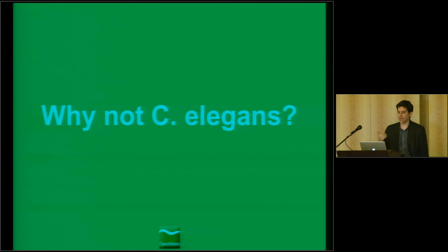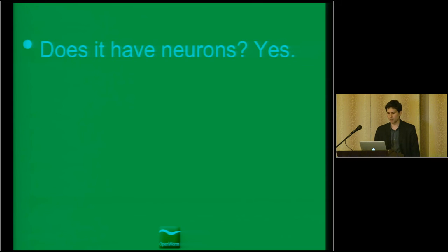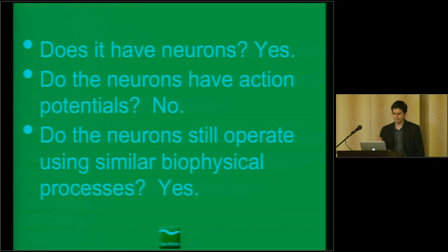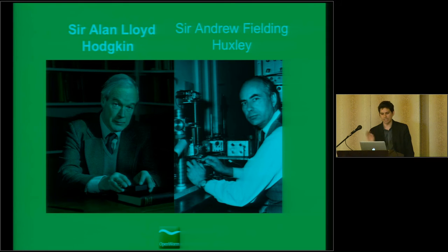That's what I largely think about when folks come up with reasons why not to do C. elegans, right? So we hear, okay, sure, it has neurons, but do those neurons have action potentials? And we hear no. Okay, so it doesn't have action potentials. So it's a much simpler thing. It really has no relevance to what we know. But it turns out that these neurons still operate using the same biophysical processes, okay? And it's just really important. I just want to make this point really quickly so that it's clear to everybody here, right?